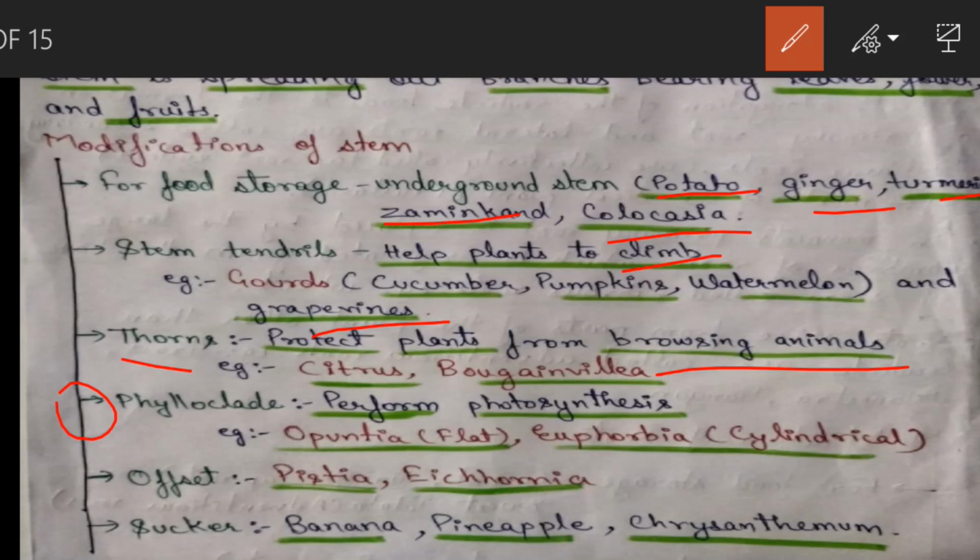If stem is modified to perform photosynthesis, which we call phylloclade, and it is a very important example, it is seen in opuntia and euphorbia. In opuntia it is flat, and in euphorbia it is cylindrical. If stem is modified to do vegetative propagation, it is seen in Pistia and Eichhornia by the name of offset, and in banana, pineapple and chrysanthemum it is known by the name of sucker.